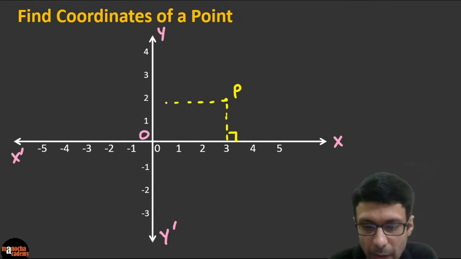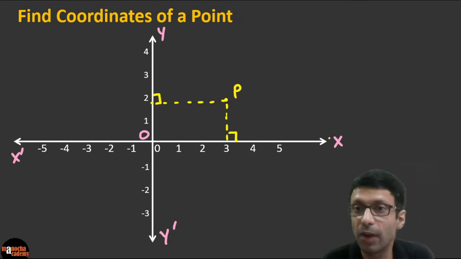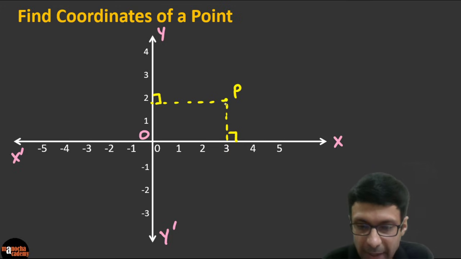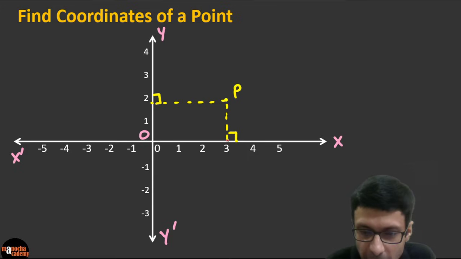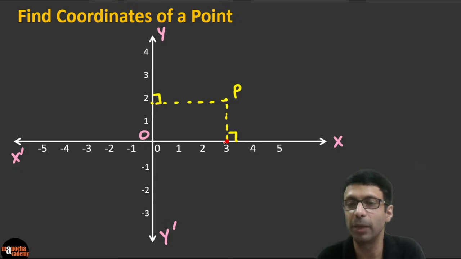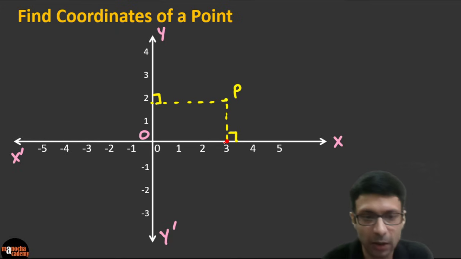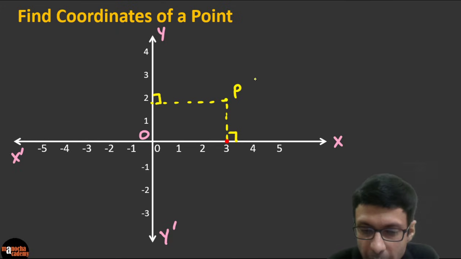and then you drop another perpendicular on the y-axis. Okay, right? So let's read the value. So how much is it on the x-axis? You simply have to read the value on the x-axis. So this perpendicular is meeting the x-axis at 3. So excellent guys. So how do we represent this point?